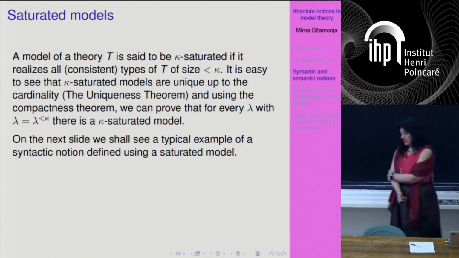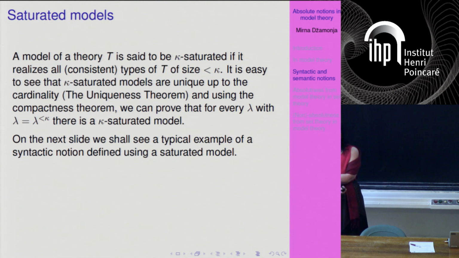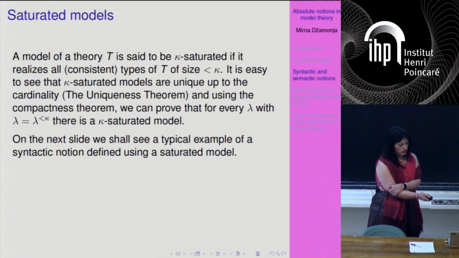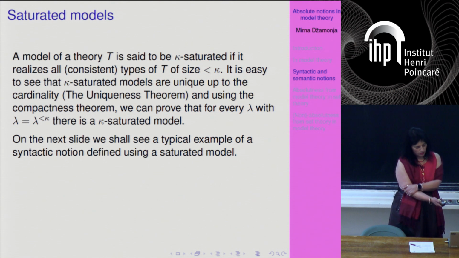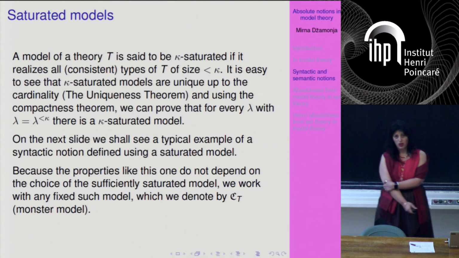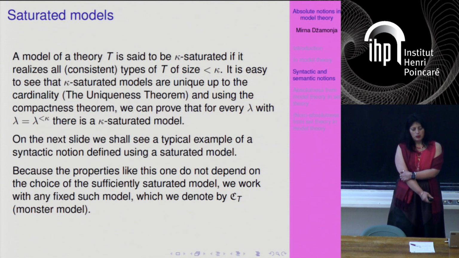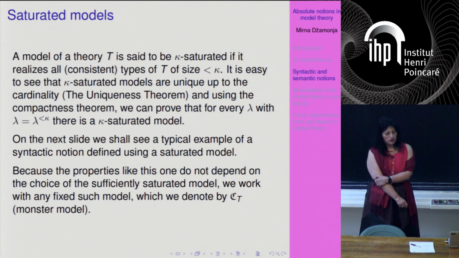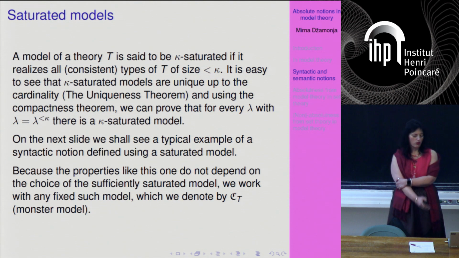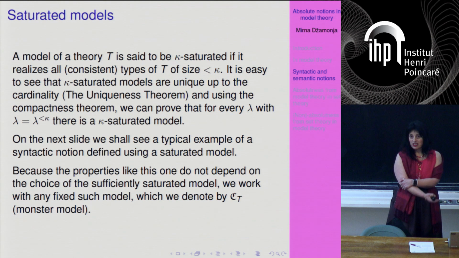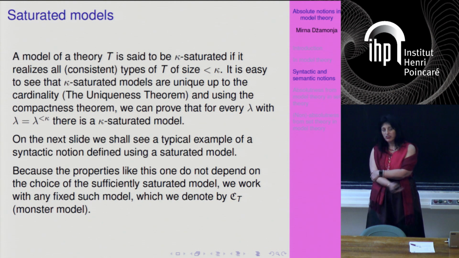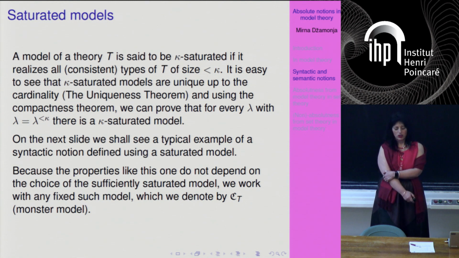So let us then see this syntactic notion, which is actually defined using a saturated model. This is kind of a typical way that people define notions in model theory. They move between the saturated model and the theory. And the point is that the properties, like the one that we're going to use, do not depend on the particular saturated model, so we fix any such model which has large enough cardinality, is highly saturated. And we call it the monster model.